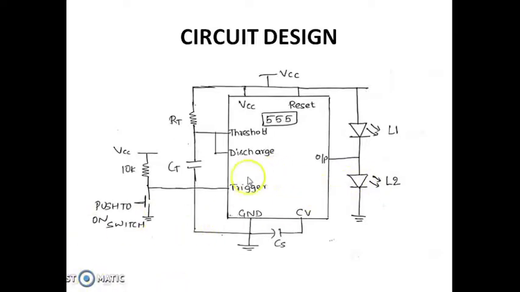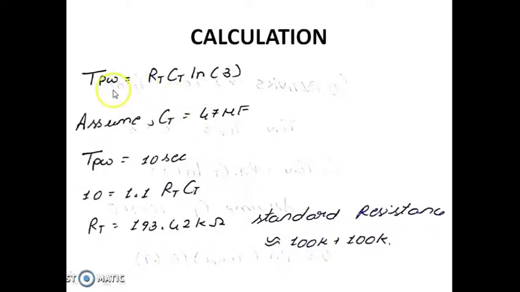Now coming to the calculation part, we know the formula TPW is equal to RT into CT into ln 3. Assuming CT is equal to 47 microfarad and we need a pulse width of 10 seconds, substituting them in the above formula, we get the resistance value as before, which is 193.42 kilo ohm. Thus we will substitute that resistance value with the available standard resistance 200k, that is 100k plus 100k.